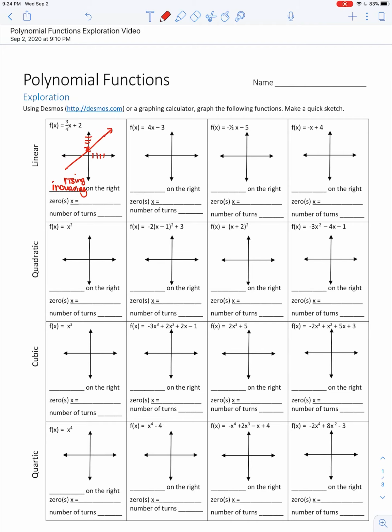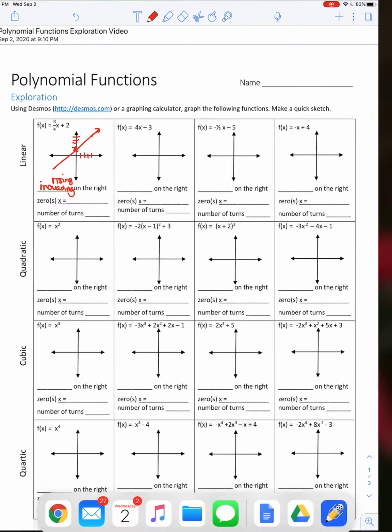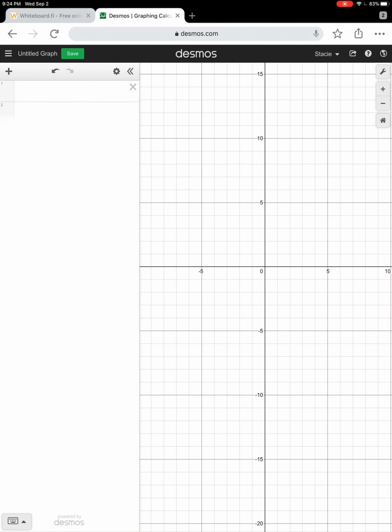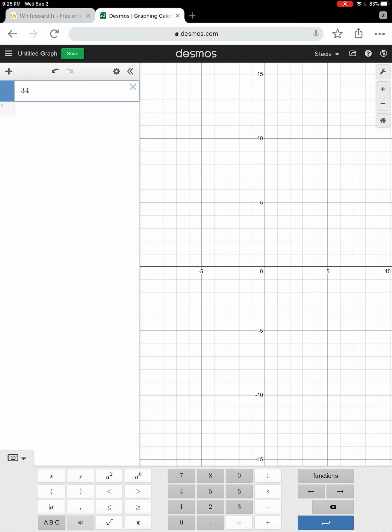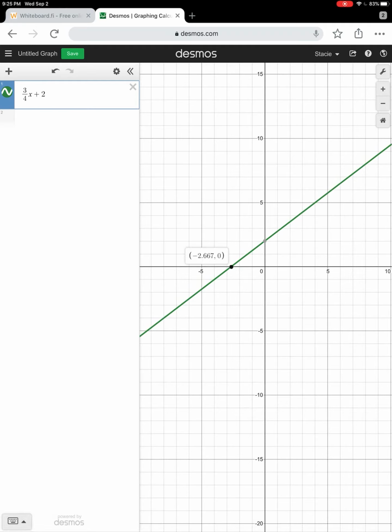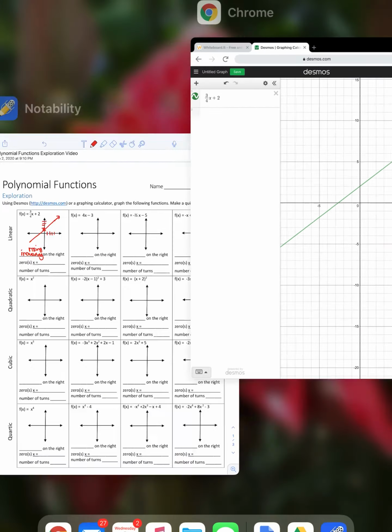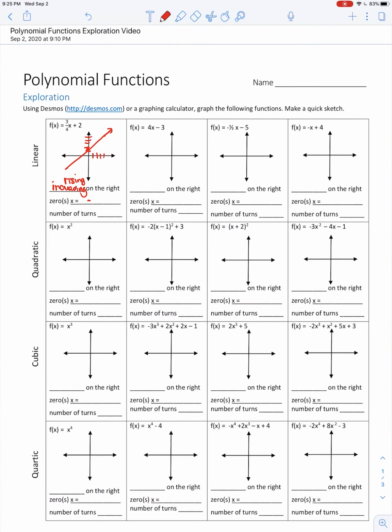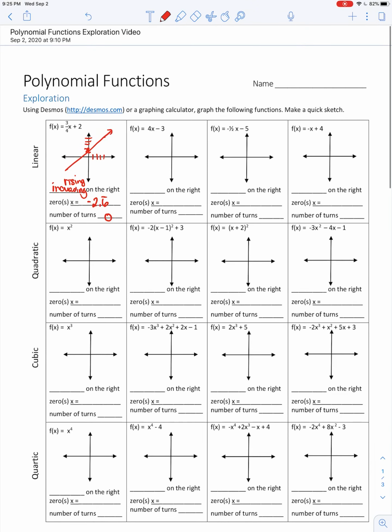We're not sure what the zeros of this are, so we can go to our Desmos graphing calculator and plug in 3/4 x plus 2. And we get our line. When we click on the line, we can find out that our 0 is -2 2/3. And because it's a line, it doesn't do any turns, so it has 0 turns.